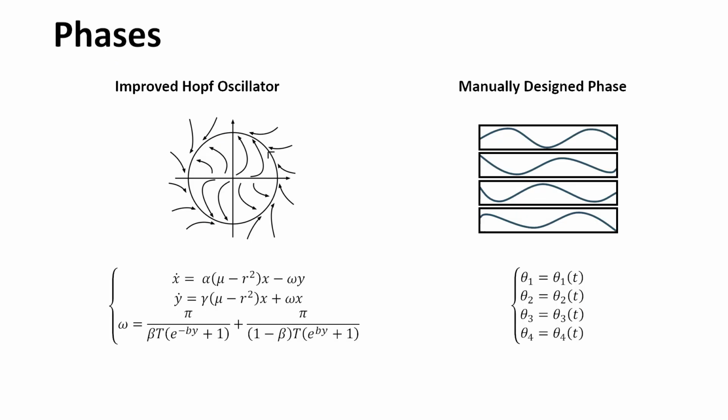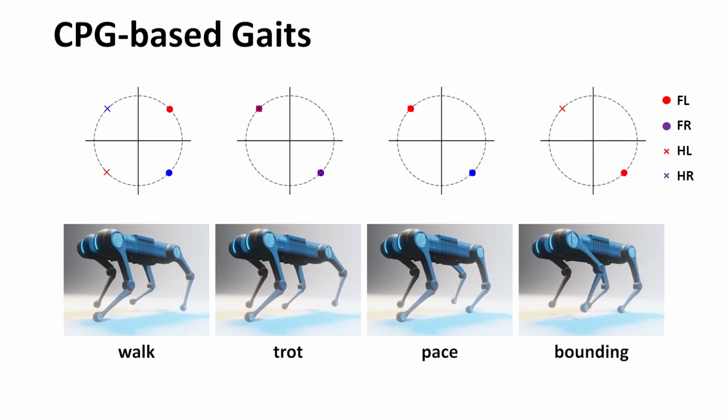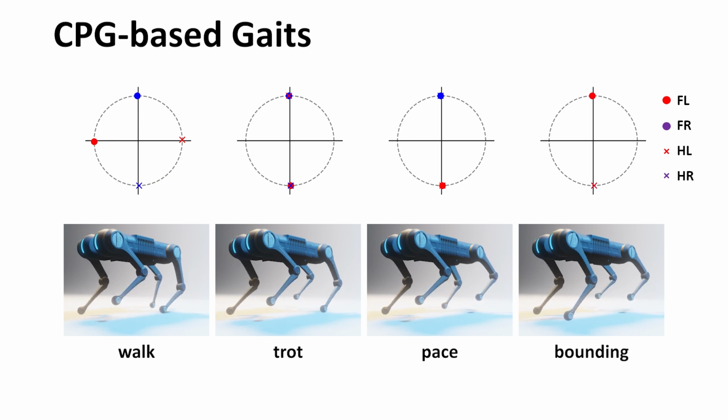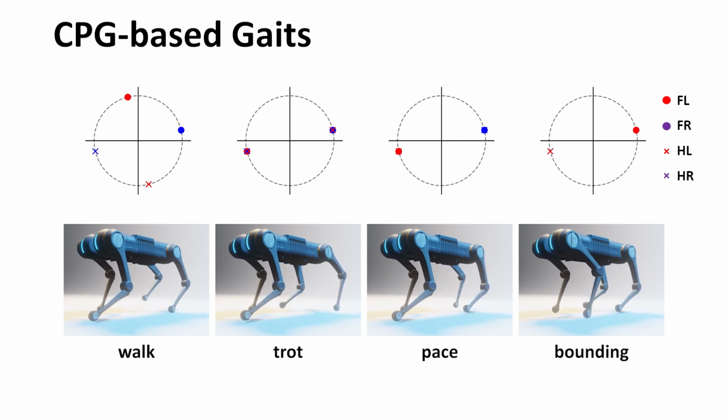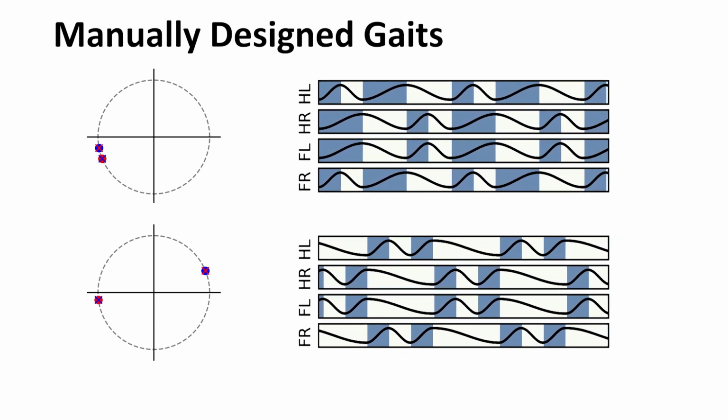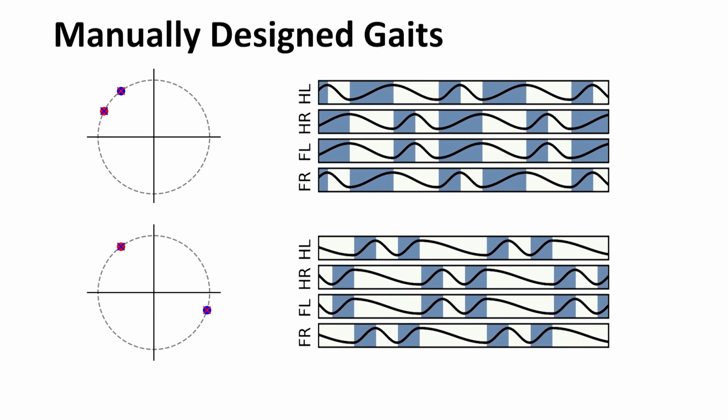Phases can be generated in two ways, that is, central pattern generator and manually designed functions. Improved Hopf oscillator is used as CPG in this paper to generate phases for common gaits like walk, trot, pace, bounding and transitions among those gaits. Manually designed functions are more flexible and can generate complex rhythmic gaits.